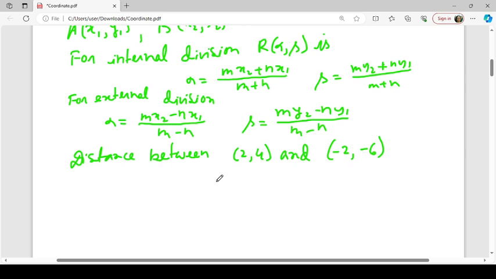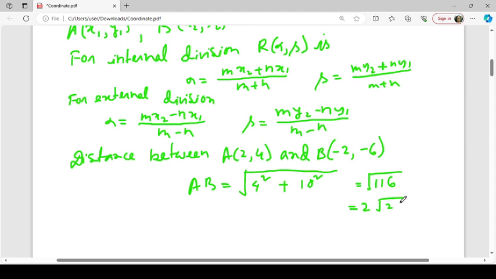So if this is the point A and this is the point B, then AB is given by root over (2 minus -2, it is 2 plus 2, it is 4) squared, plus (4 minus -6, it is 4 plus 6, it is 10) squared, and it is root over 116. 116 is 4 into 29, so we can write it as 2 root over 29. So this is the way to find the distance between 2 points.